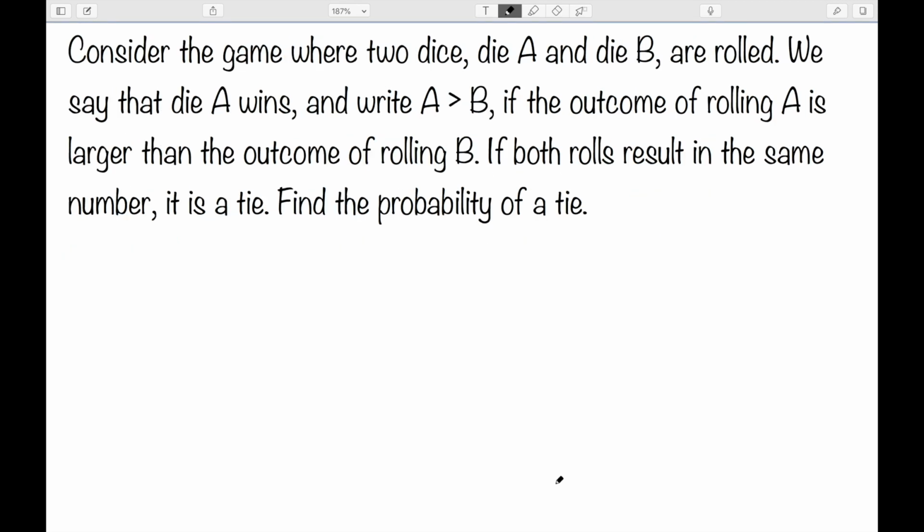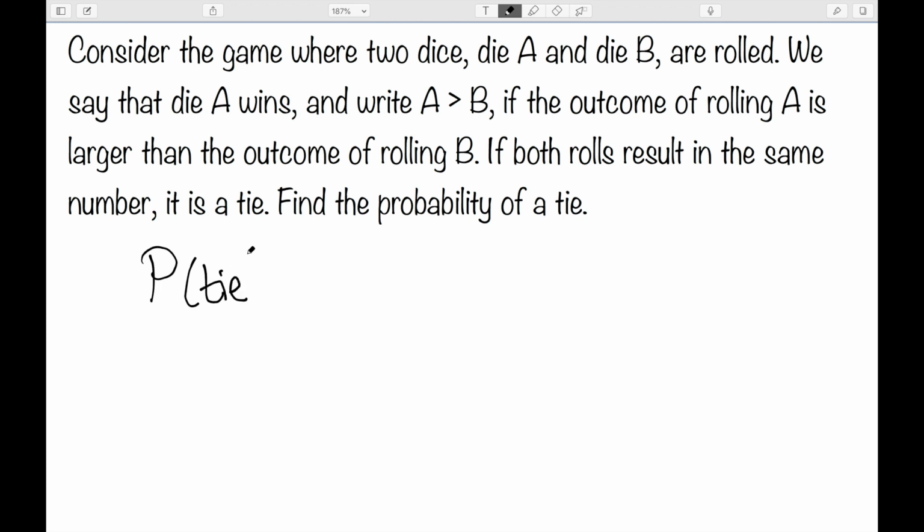Let's consider the game where 2 dice, die A and die B, are rolled. We're going to say that die A wins and write A is greater than B if the outcome of rolling A is larger than the outcome of rolling B. If both rolls result in the same number, it's a tie. So I want to find the probability of a tie.